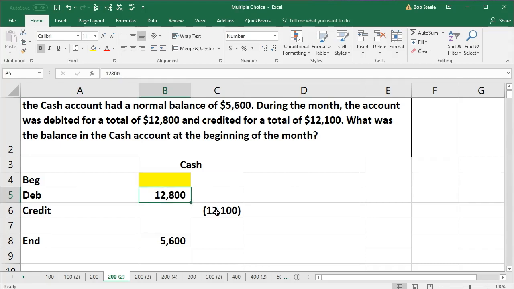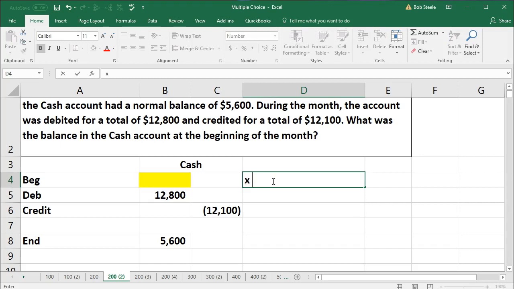We got this minus this plus this is going to have to equal that. In other words, the debits, if I was to add them up and I was adding up the credits, the debits minus the credits should equal that. So we can think about that in the format of an equation, meaning if I'm going to say that this is x, I'm going to say x plus something minus this has got to equal that. So I'm going to say that the formula could be x plus this 12,800 minus the 12,100 has got to equal the 5,600. So that's one way we can work this problem in terms of a formula.